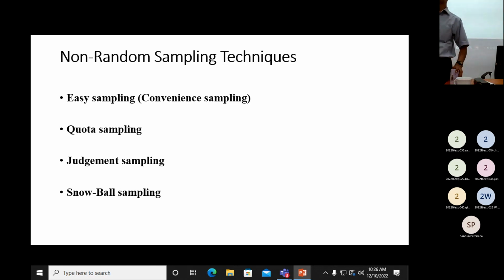Snowball sampling. This is also something related to judgment sampling. If it is difficult to identify the sample items, what we do is expand our relationships. Expanding the relationship one to one or one to many, you can identify sample items. Here only a person is giving the access, the direction will be given.